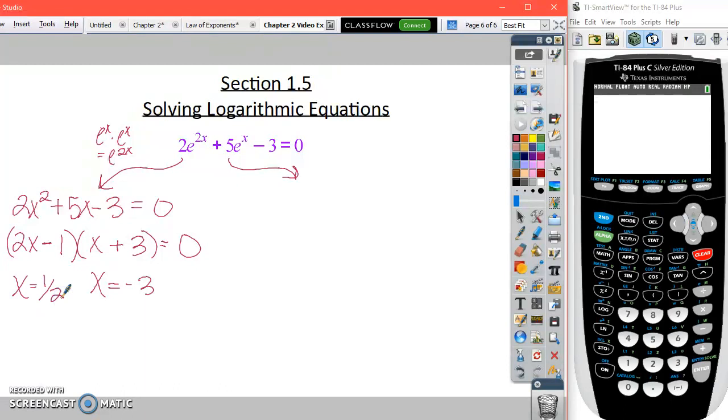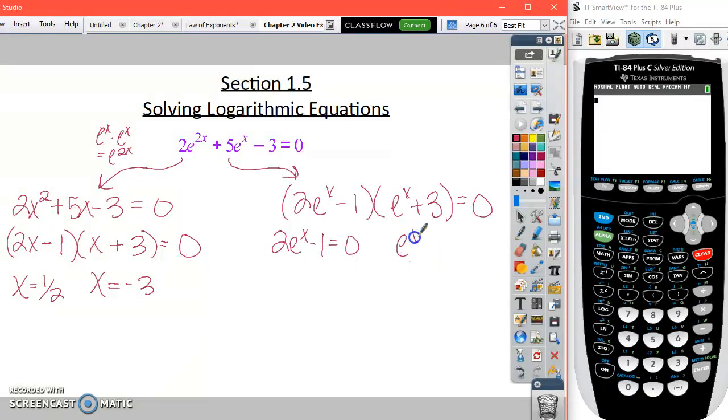What we need to remember is that we're not solving just a quadratic. We're solving an exponential equation that looks like a quadratic. So we could factor this to 2e to the x minus 1, e to the x plus 3. So basically, instead of x's, we're replacing them with e to the x. So that would mean that 2 times e to the x minus 1 would need to equal 0, and e to the x plus 3 would need to equal 0.